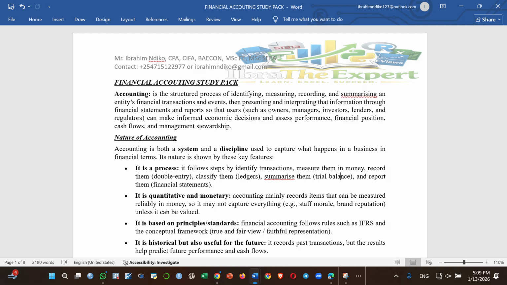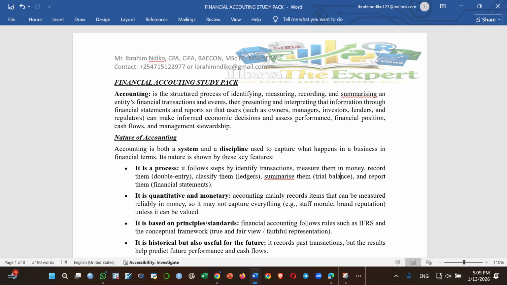Higher. Number 3, another nature. So in an example, you talk about the nature of accounting. Number 3, it is based on principles and standards, i.e., there are rules and regulations that must be followed. For example, the IFRS and IAS that are used to prepare the financial statements, those conceptual frameworks that are there. So it is based on principles and standards.